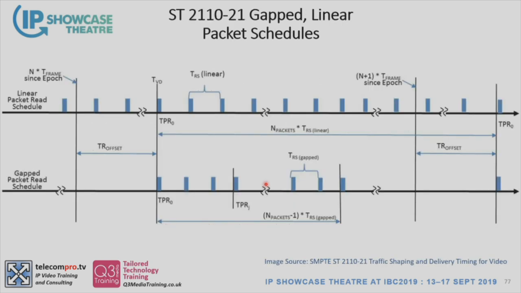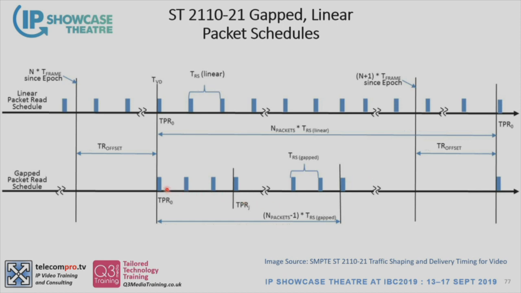Key thing in the read schedule, the virtual receiver model, is that we have two different modes. We have a linear mode, which means that the packets are evenly spread out over the duration of a frame of video. And then we have a gapped mode, which means that packets are being sent at roughly the same time intervals that we would see pixels in an SDI.